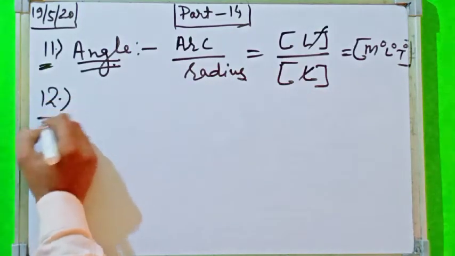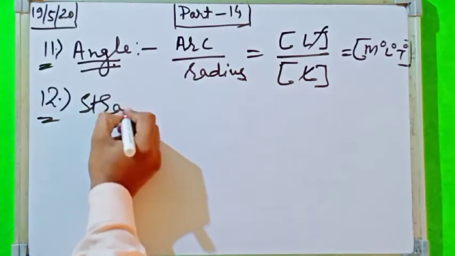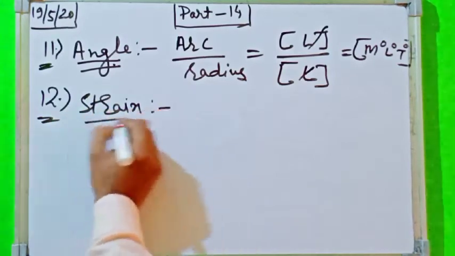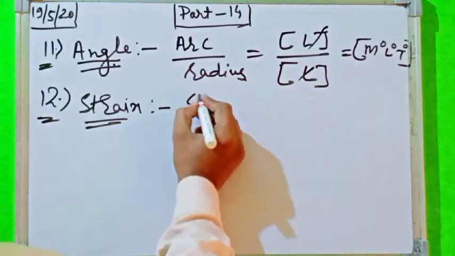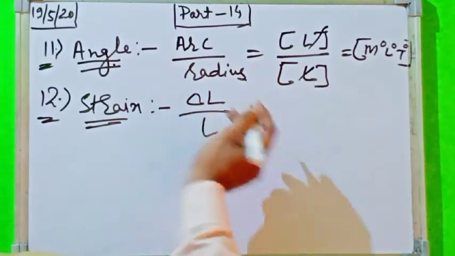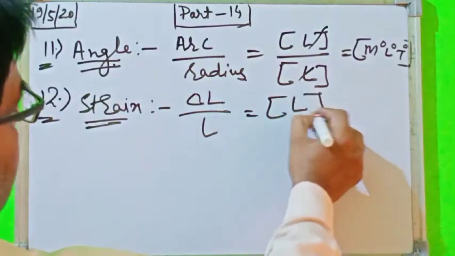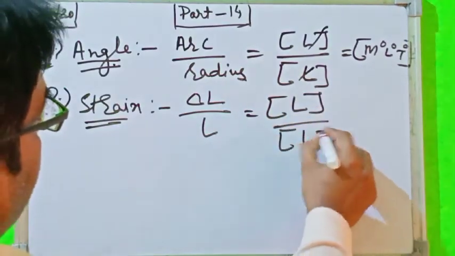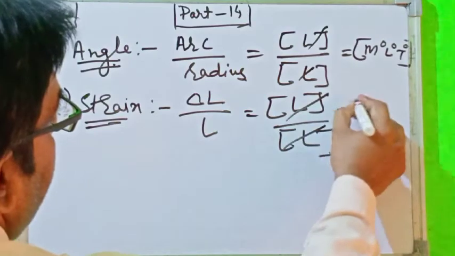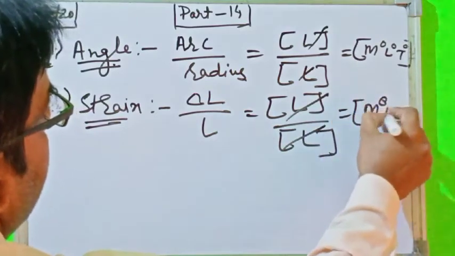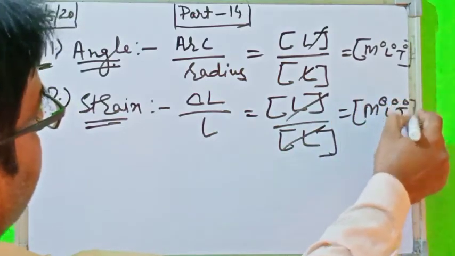Next is strain. Strain is what? Change in length upon original length. Since it is also the ratio of lengths, it is also M0 L0 T0.